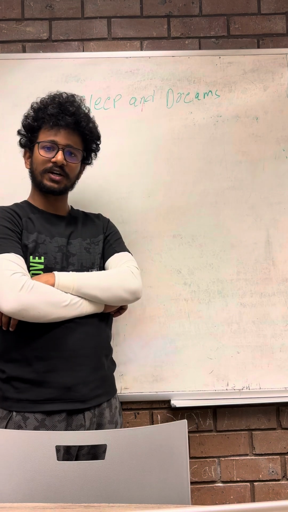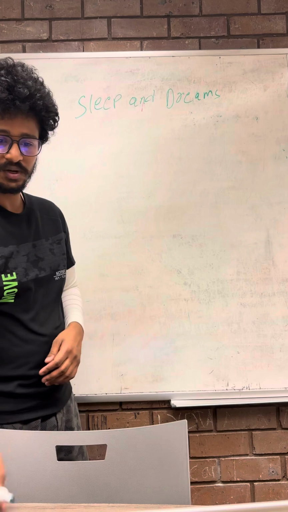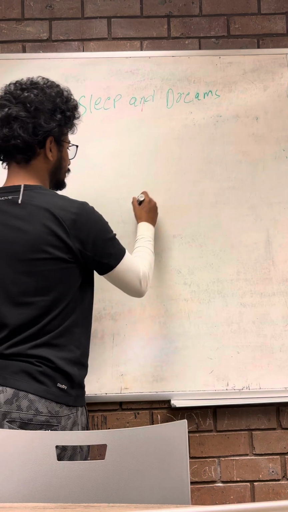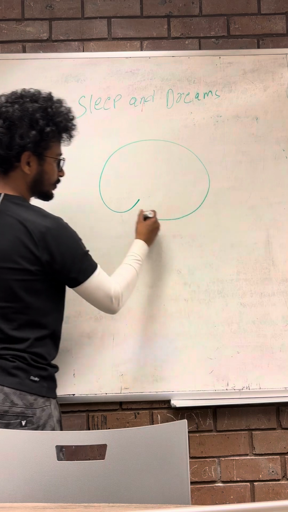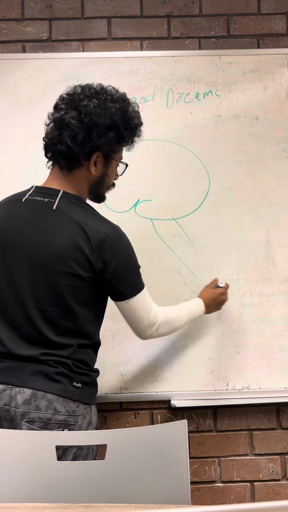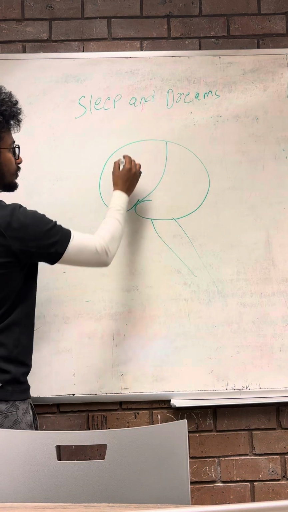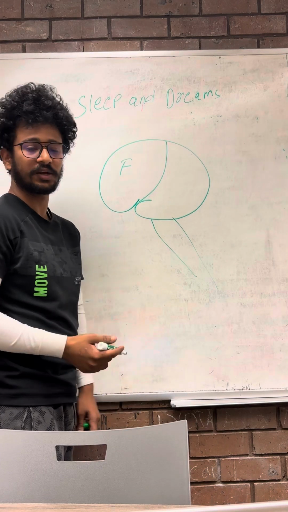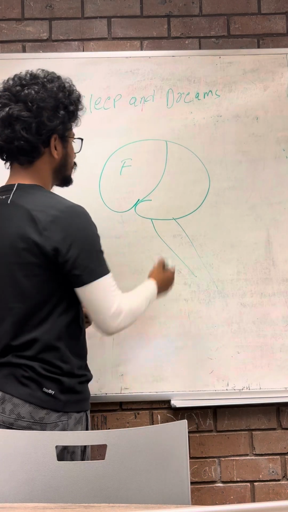Right before I start talking about sleep, we'll quickly brief through the anatomical structure of the brain. So these are the lobes of the brain. I'll just draw a quick rough diagram of the brain. So this is our frontal lobe, which is what gives you the personality, the logical reasoning. Everything happens in the frontal lobe.